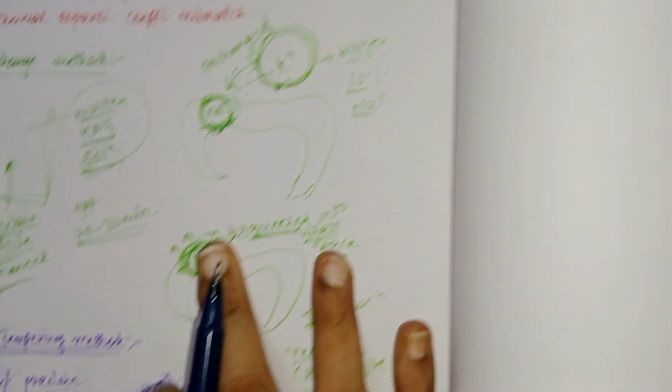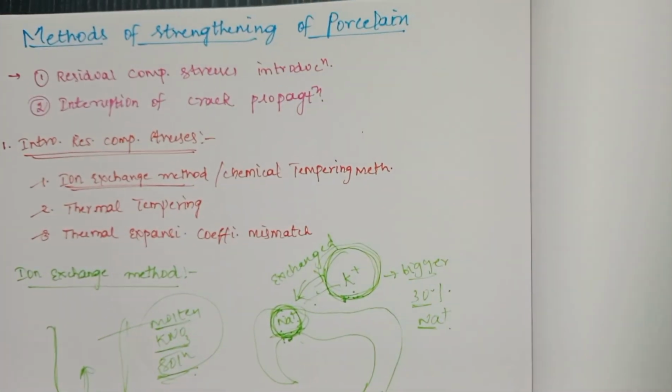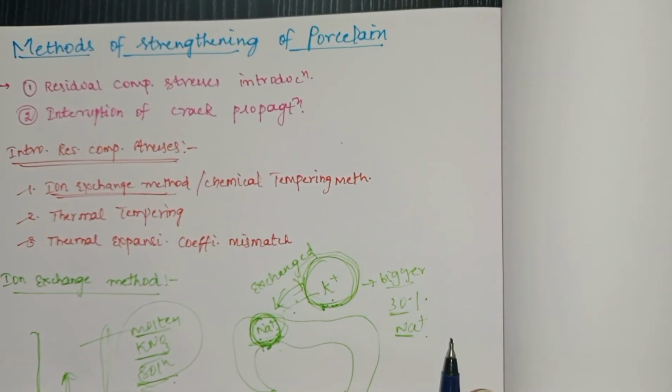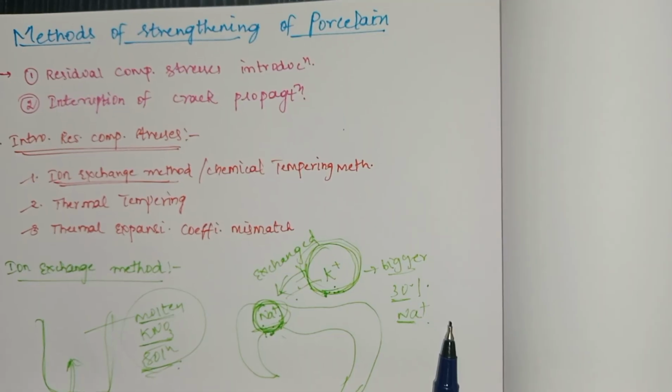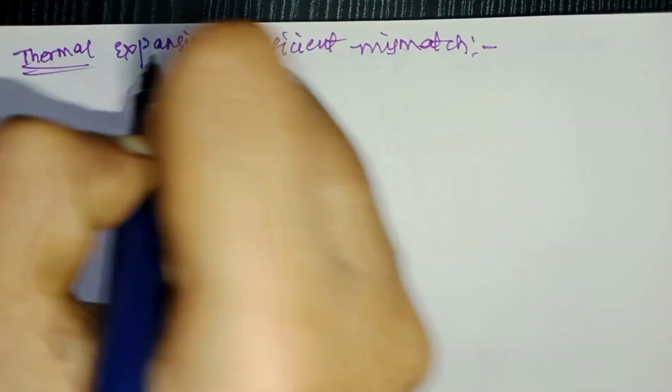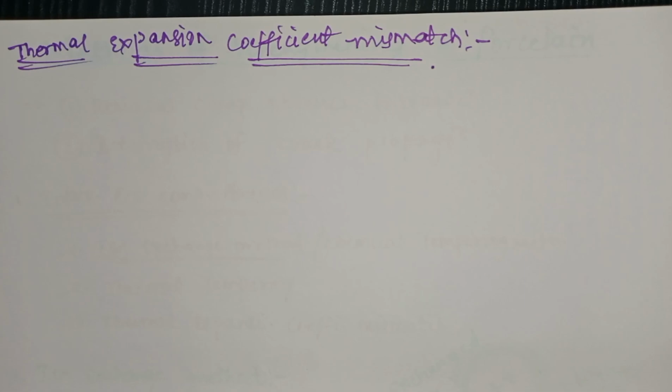Now, another method of introducing residual compressive stresses is the thermal expansion coefficient mismatch method.